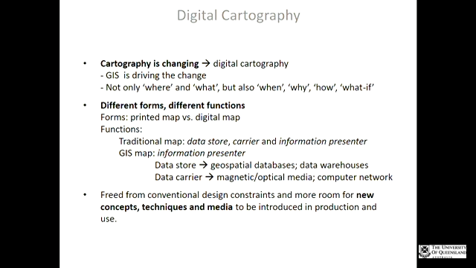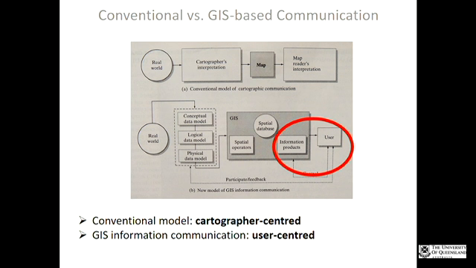But it means we can be much more flexible, so that the development of maps can be sort of independent of the data storage. Okay. And I guess one of the things that's happened is that it's become much more user-centered. So GIS information has become user-centered. So there's been a lot of development in what users want and what they need in a digital world. And so there's been this very rapid change in the use of maps.